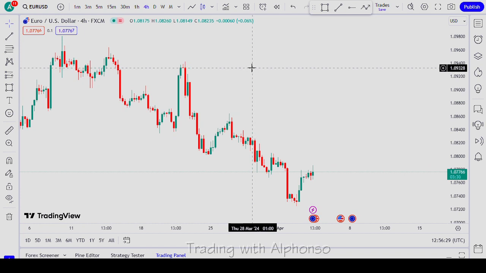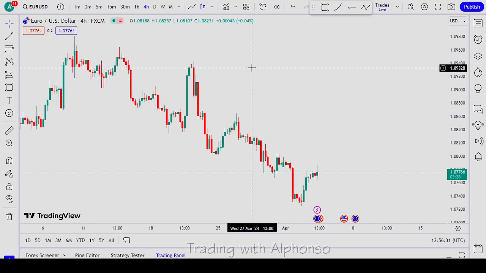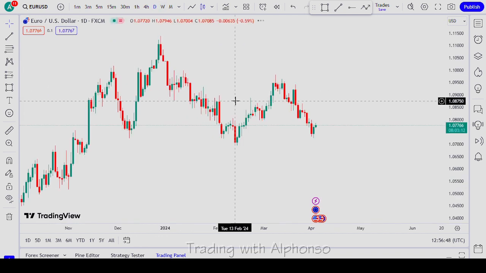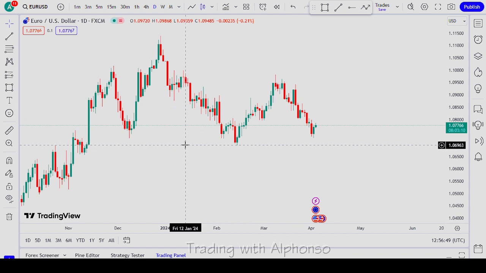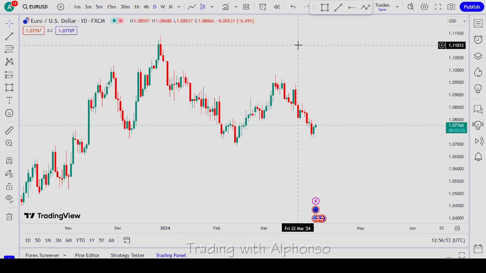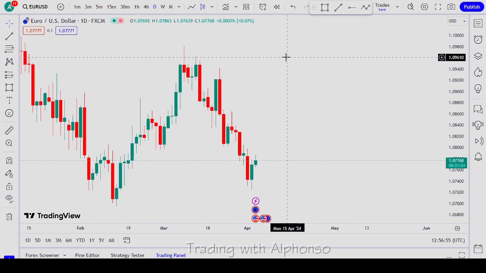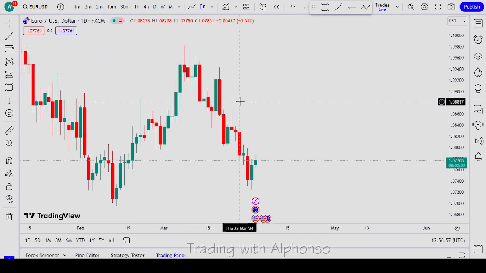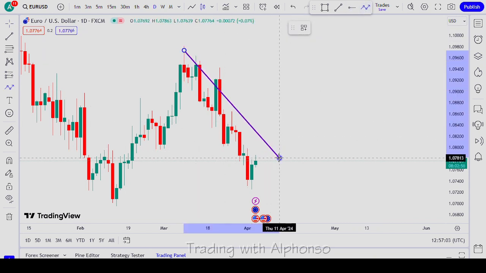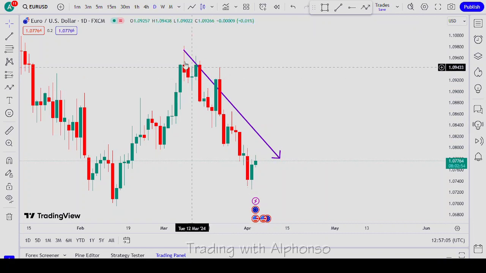As a day trader like me, I always start by analyzing my market on the daily time frame right here or the 4-hour time frame. So I look at my key levels. My key levels can be support and resistance levels. As you can see, the current market condition, this is a live chart, is a downtrend right here.